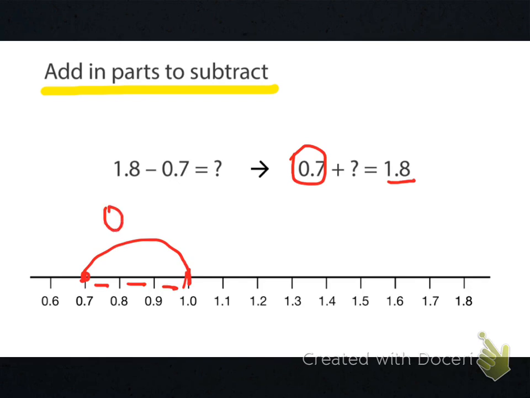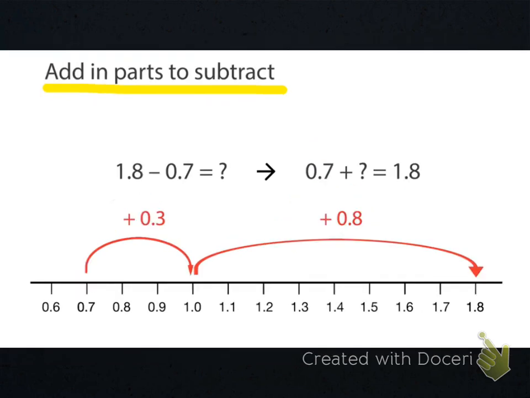We jumped 0.3 to get there. Now we have to go all the way to the 8. Well, I know from 1.0 to 1.8, that's just 8 jumps. So again, 0.8 is how far I've jumped to get to that final answer.